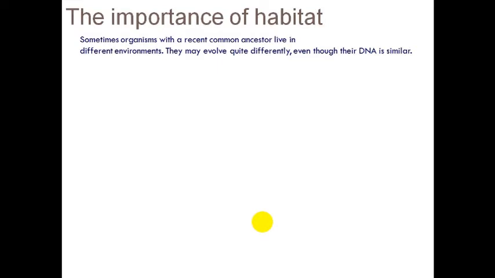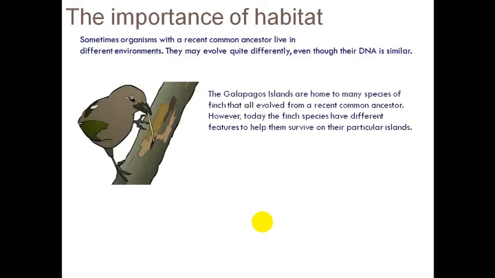Okay, let's relate species and also the habitat. Sometimes organisms with a recent common ancestor live in different environments. They may evolve quite differently even though their DNA is similar. For example, the Galapagos Islands are home to many species of finch. Finch is a type of bird, and these birds all evolved from a recent common ancestor. However, today, the finch species have different features to help them survive on their particular islands.